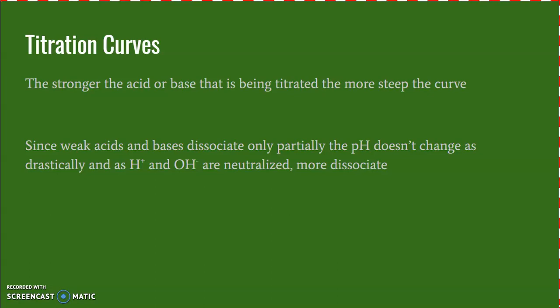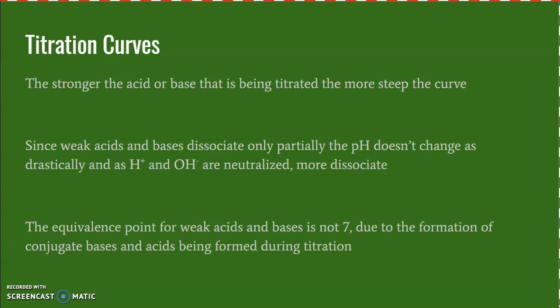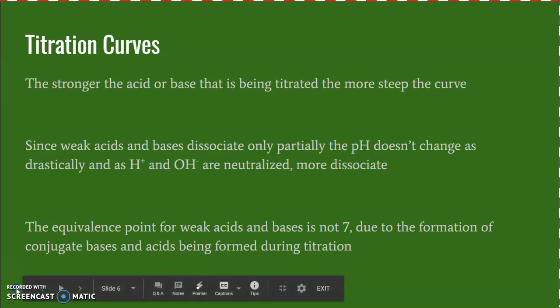So it's going to make that happen much more slowly, a much flatter curve. And then the equivalence point ends up not being right at 7, as we would see with the strong acid and strong base, as they are completely ionized and completely neutralized, because you have conjugate acids and bases being formed that are also going to affect the pH. So let's first take a look at some different acids and how their titration curve looks.